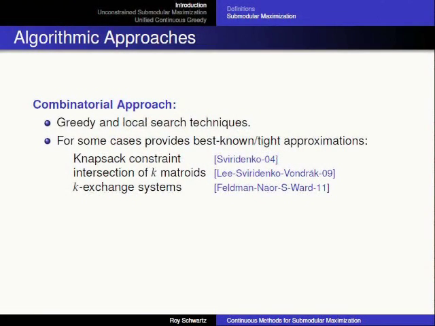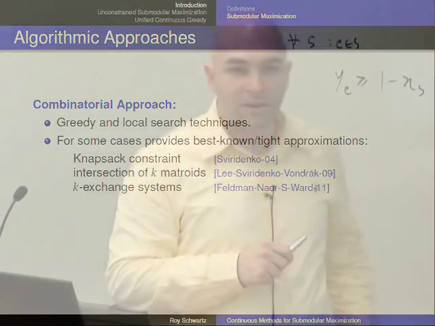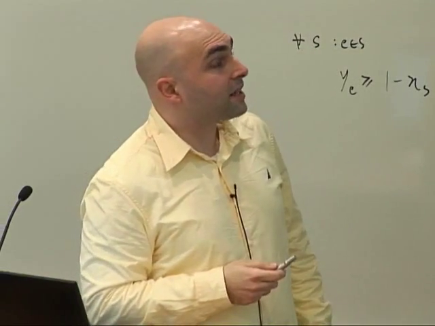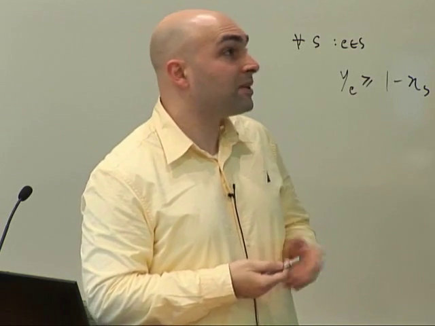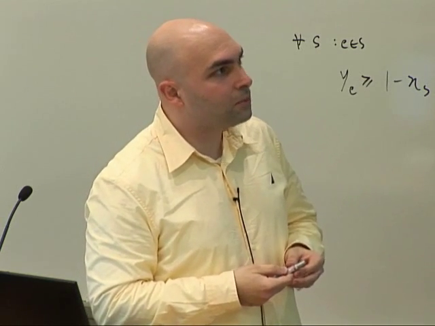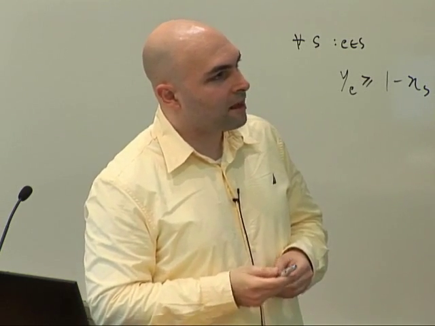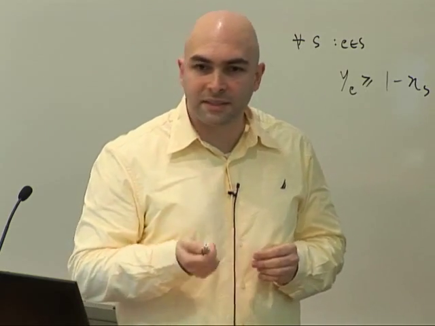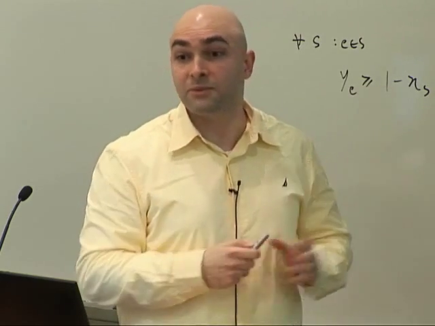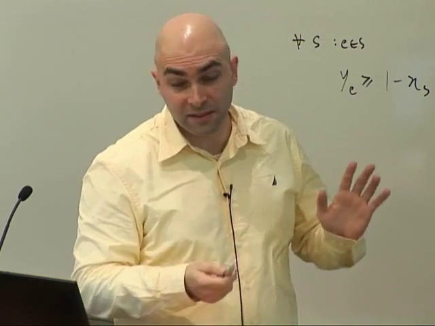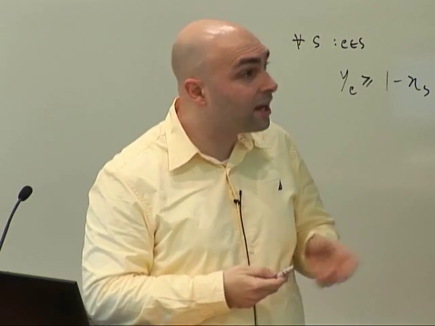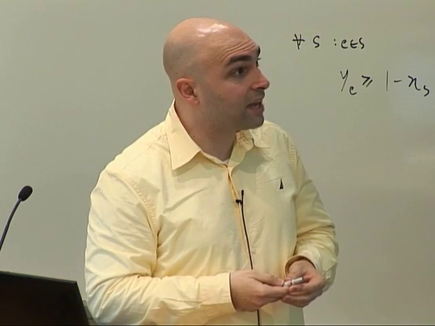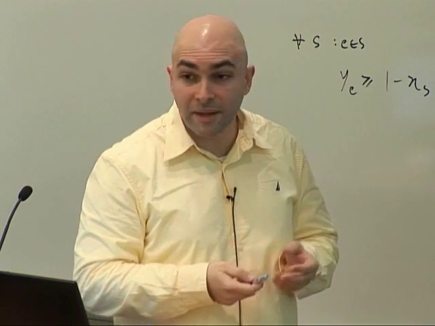So let's, for a few minutes, just mention what the algorithmic techniques are that are known in this case. As in approximation algorithms, you can use a combinatorial approach. We saw that greedy works, local search works, and in some cases this gives you the current best results, or even tight results. For example, for a knapsack constraint, Sviridenko showed that this is tight, and for the intersection of k matroids, by Lee et al., this is the best known.